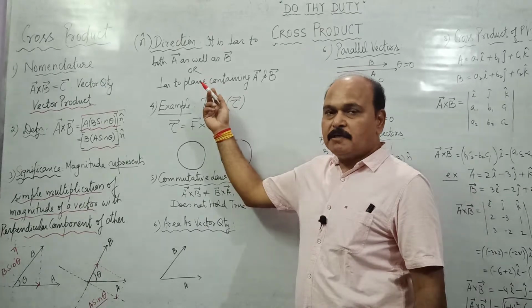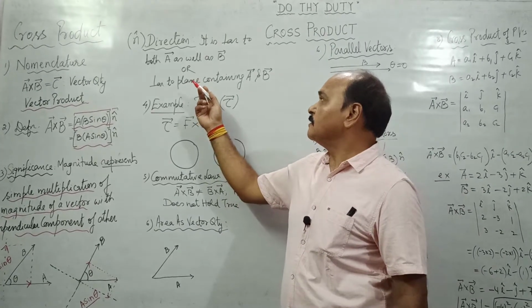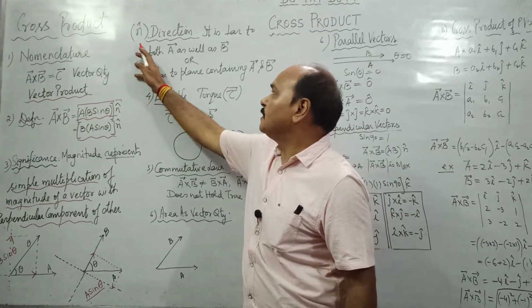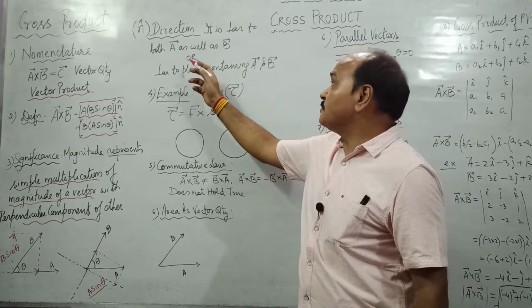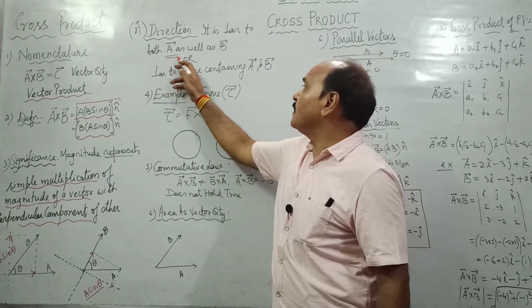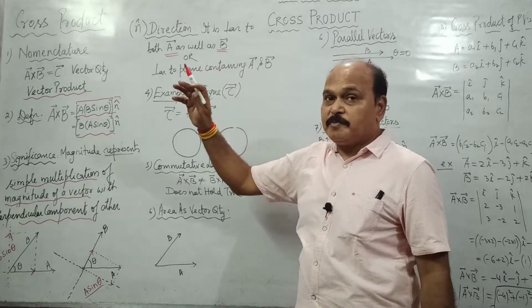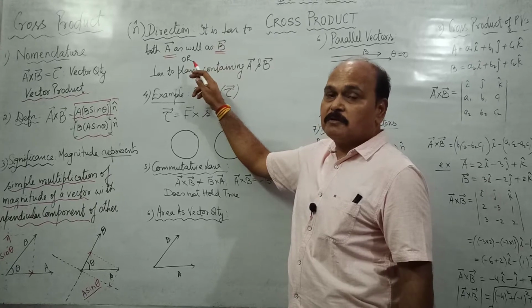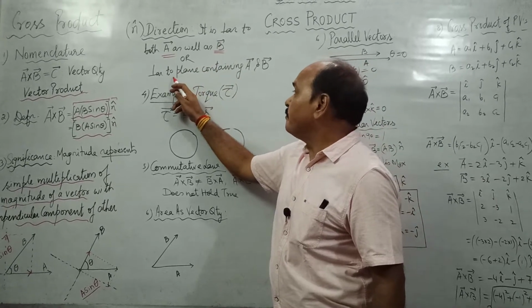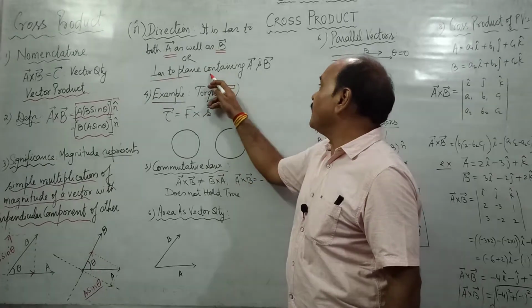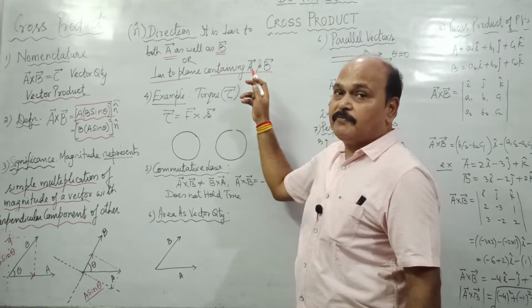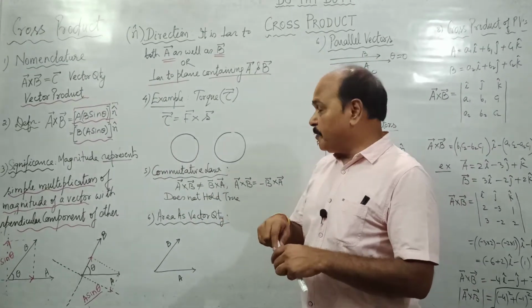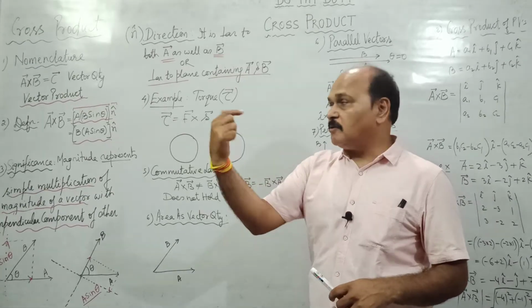Children, let us understand the direction of the A cross B vector. Direction of A cross B vector is given by this unit vector n cap. And direction of this n cap is what? It is perpendicular to both A as well as B. Direction of A cross B is perpendicular to both A as well as B, or the direction is perpendicular to the plane containing A and B. If A and B vectors lie in the plane of the board, then the direction of A cross B would be what? Perpendicular to the plane of the board, either in this direction or in this direction.